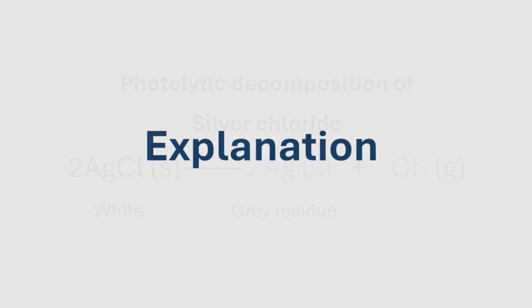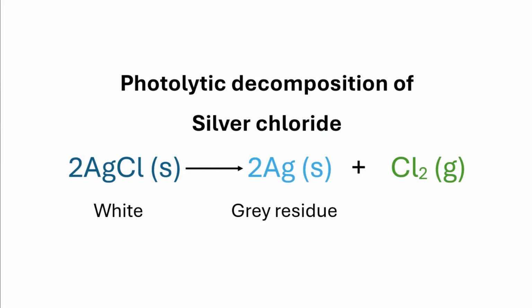The photolytic decomposition of silver chloride can be represented by the following chemical equation. The grayish residue that remains in the watch glass is elemental silver. The yellowish-green fumes released from the silver salt is chlorine gas. In fact, if you observe the silver chloride closely enough against a white background, you may be able to visualize yellowish-green fumes emanating from the silver chloride.